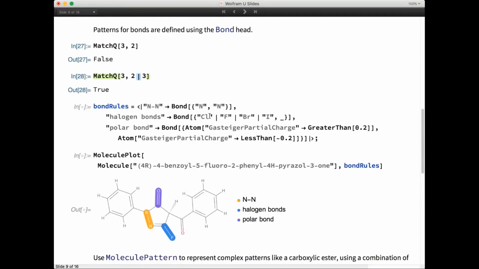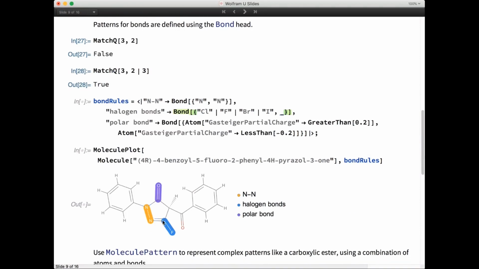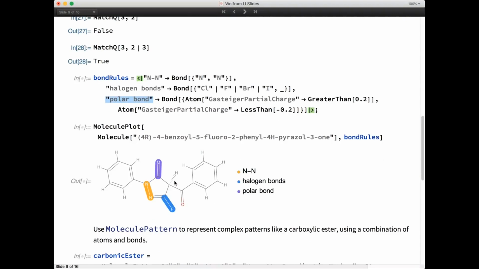So what this means is the first atom of this bond can be a chlorine, fluorine, bromine, or iodine, and the second atom can be any kind. And so you see here in this molecule plot, it matches the carbon-fluorine bond. You can make more advanced patterns here. This is a bond between an atom with a positive partial charge and an atom with a negative partial charge. This is labeled as polar bonds, and it matches this carbonyl in this particular molecule.